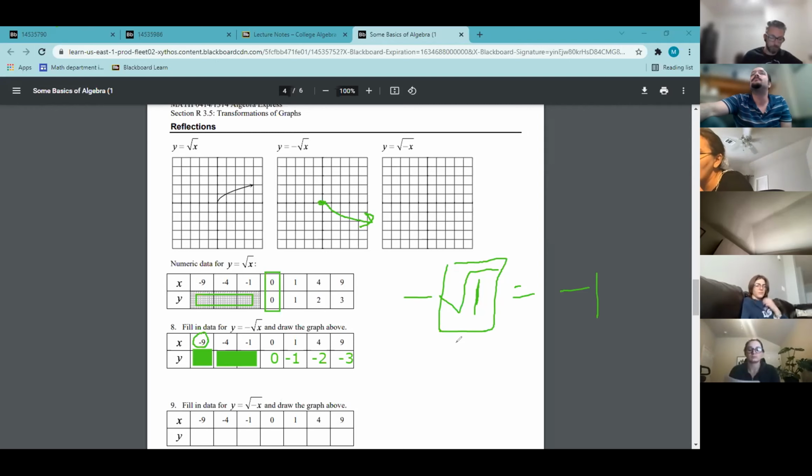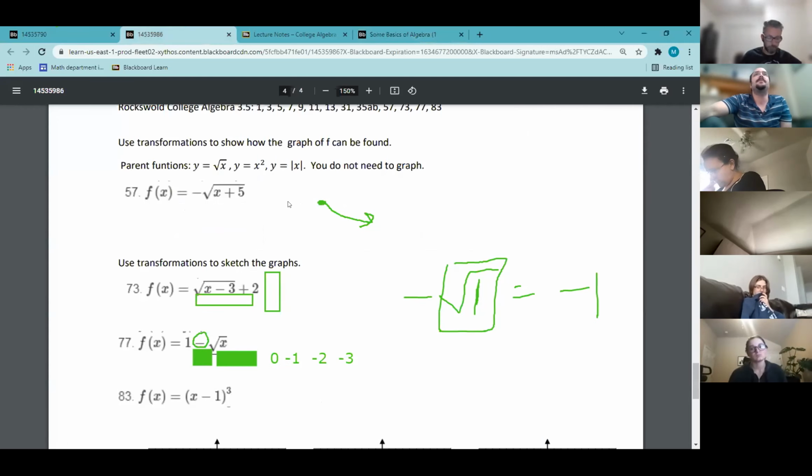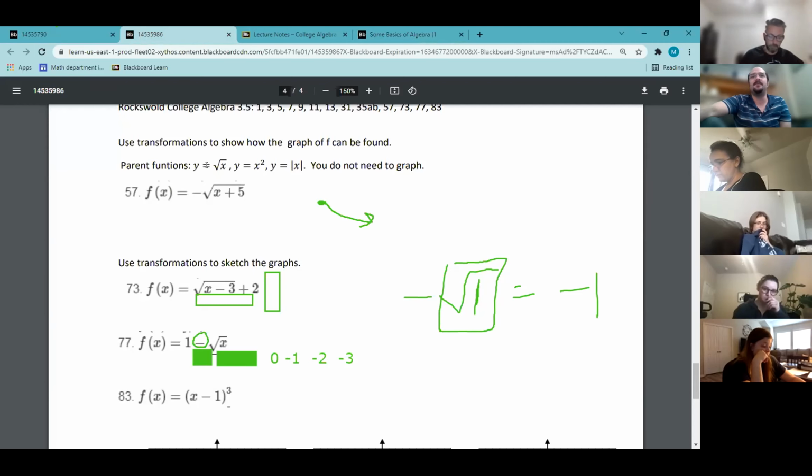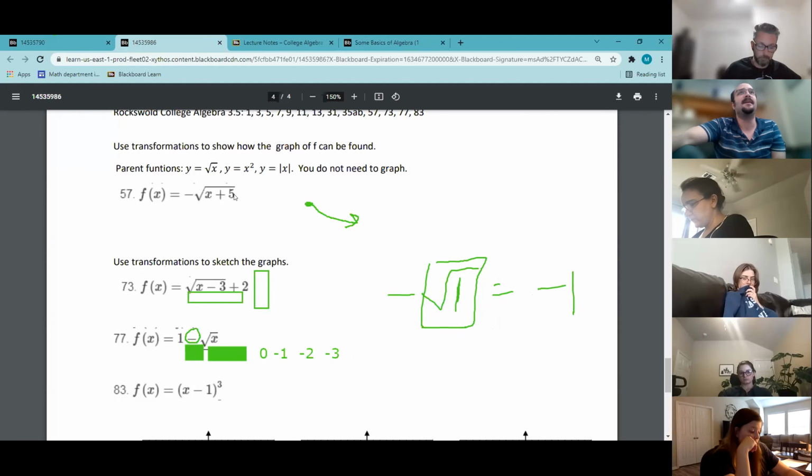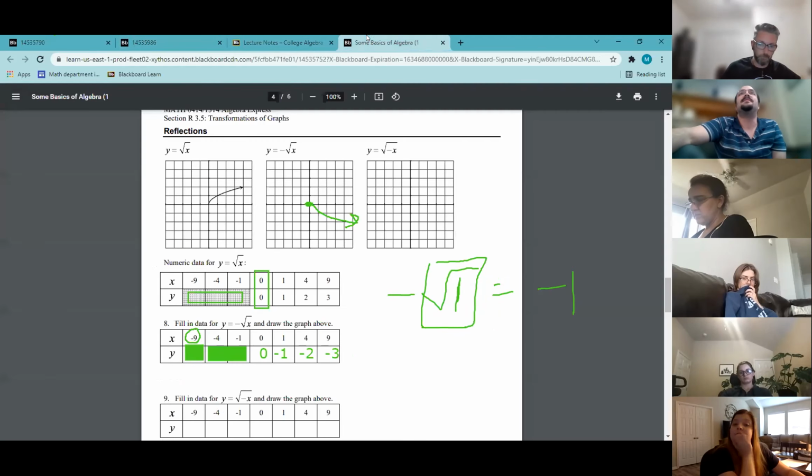So how do you do that with number 57? So for 57, you do not need to graph it. We just have to put the parent function for 57. That's what they wanted in the instructions. So we're going to move left 5. We're going to take the original parent function, which is the square root function, and move it to the left 5, is what this tells me. And then the negative on the outside tells me to flip it. Yes. Which was the same thing I have here, right?